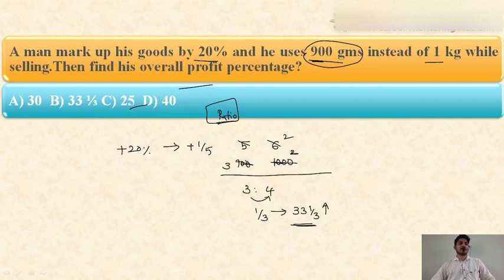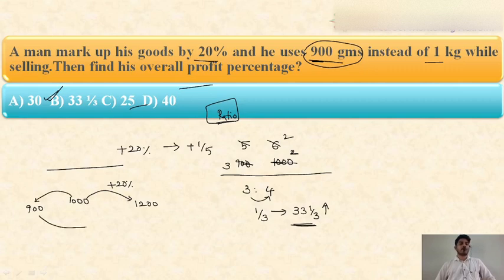So in this transaction the shopkeeper is getting a profit of 33.33 percentage. Okay, this can also be solved in a different simple manner. Let us assume the original quantity: 1 kg will be equal to 1000 grams. So first you are marking up the price by 20 percentage. What is 20 percentage of 1000? It will be 1200. But what is the quantity you are giving to the customer? You are giving only 900 grams to the customer here.